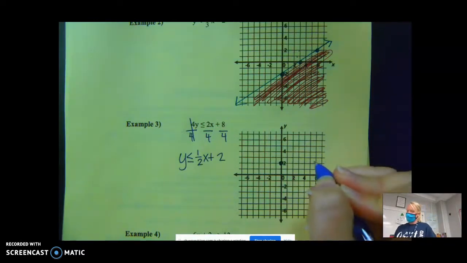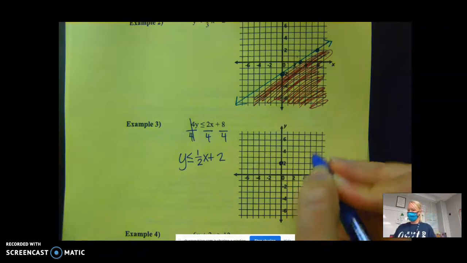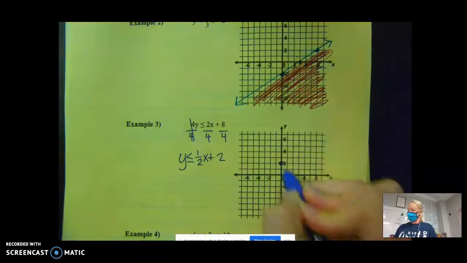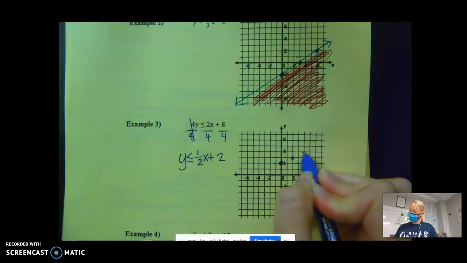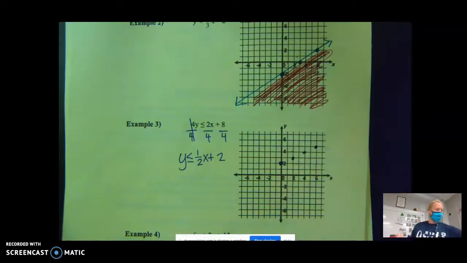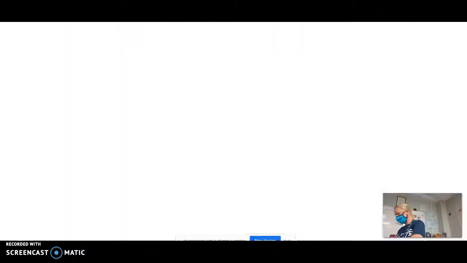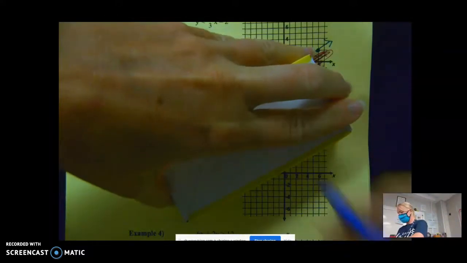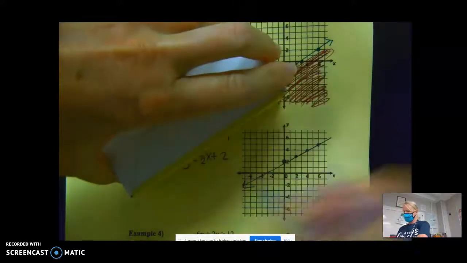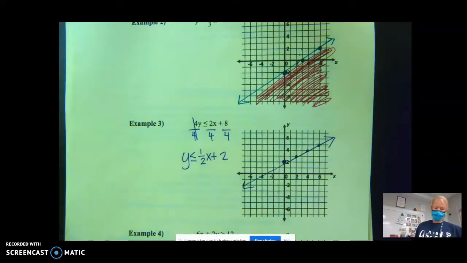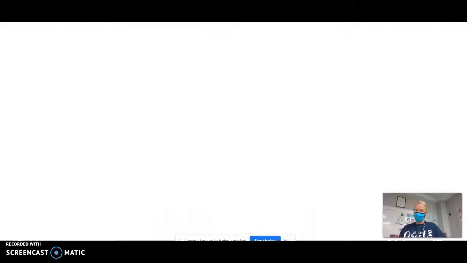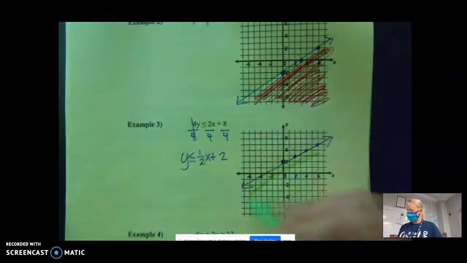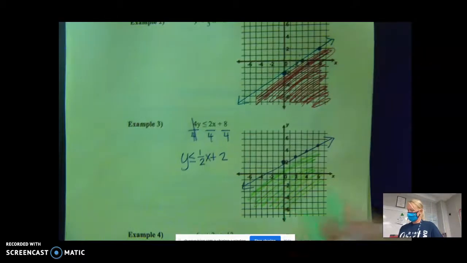Brian, what's my slope? What do I do? So I go up how many? 1 up, 2 over. Awesome. And then take your straight edge, connect that. There we go. Annalise, is this greater than or less than symbol? So do I go above or below the line? Below. Yes, ma'am.